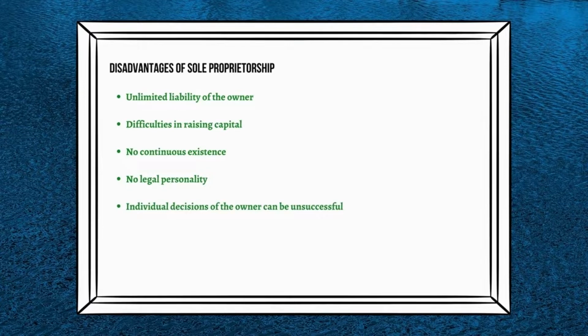Individual decisions of the owner can be unsuccessful. There is a possibility that the individual decisions taken based only on the knowledge and experience of an individual can become unsuccessful compared to collective decisions. Now I hope you have gotten clear idea about sole proprietorship business organization. Then we have to study about our second business organization, which is the partnership.